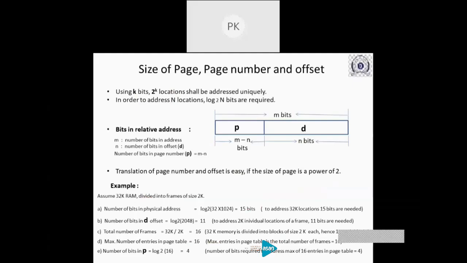Here that figure shows the bits in the relative address. If there are M bits in the logical address, or relative address, it can be divided into n bits for the offset and m minus n bits for the page number. Now let us take an example of how to compute the number of bits required for the page number, the number of bits required for the offset, and the number of bits required in the address field.